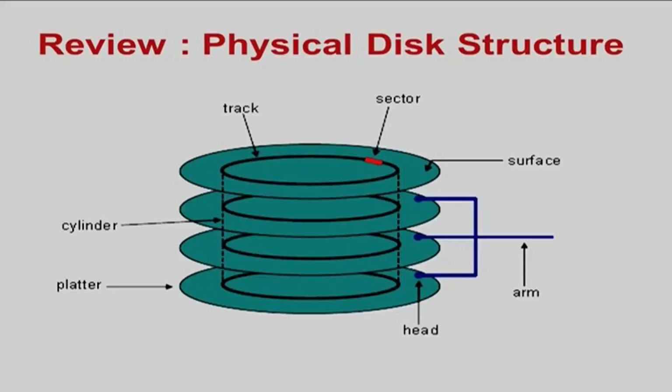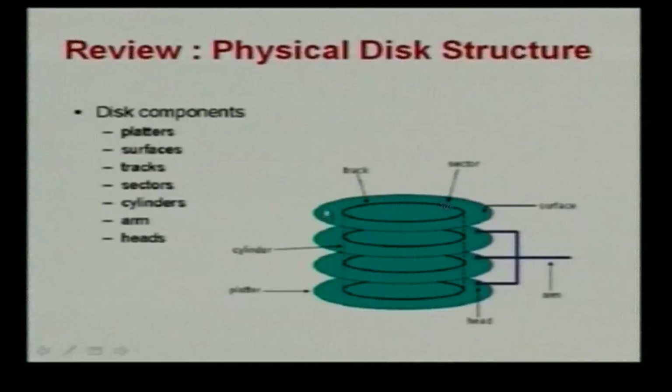So, let us start off with how a physical disk looks. This is a typical physical disk structure. It consists of many disks, which in this term are called platters. This is a platter, this is a platter, this is a platter, this is a platter. So, in this example, we are looking at 4 platters. Each platter has surfaces, which you can see here. This is the surface of the platter.